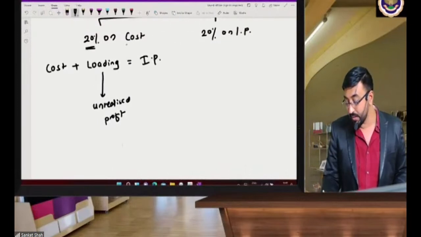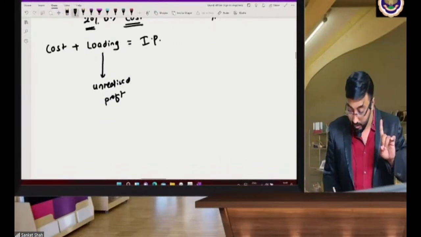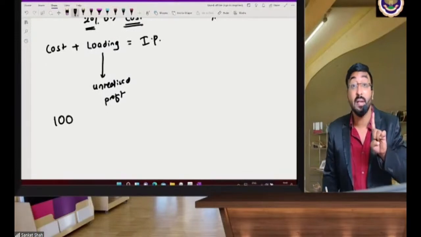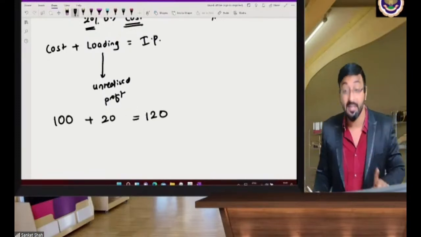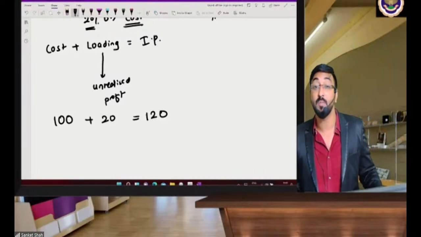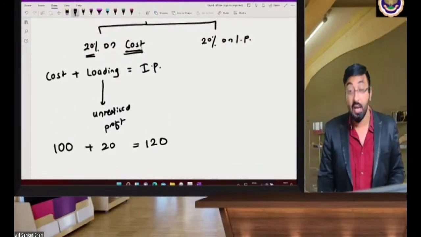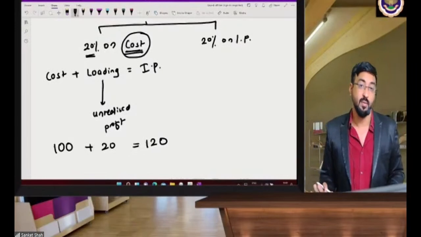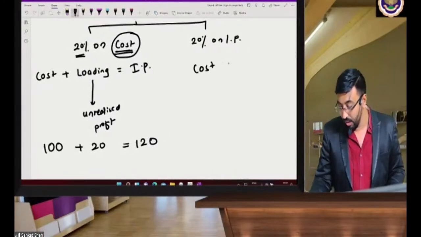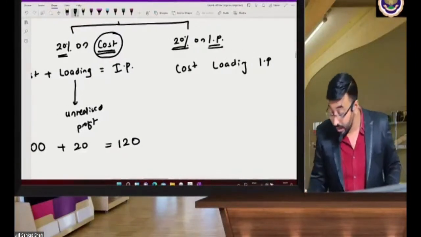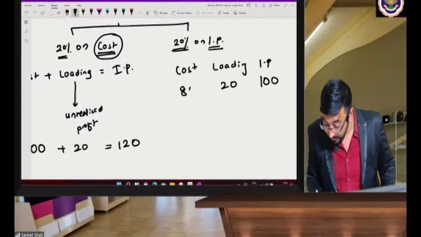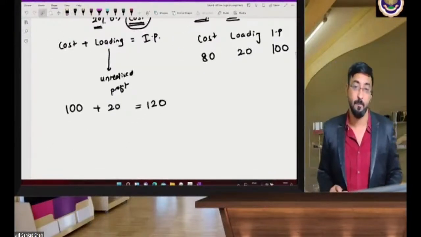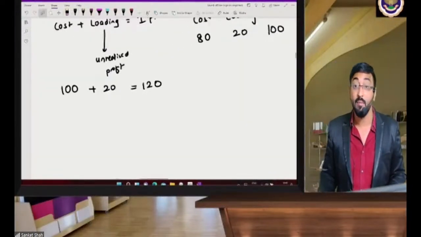And 20% is on cost. So understand, 20% on cost. You have to consider cost 100, loading 20, and invoice price is 120. So invoice price is 120 because 20% on cost, and cost is 100. Now suppose the equation is cost, loading, invoice price, with 20% on invoice price. Then you consider invoice price 100, loading 20, and cost is 80. So here the equation is different: 80, 20, 100.